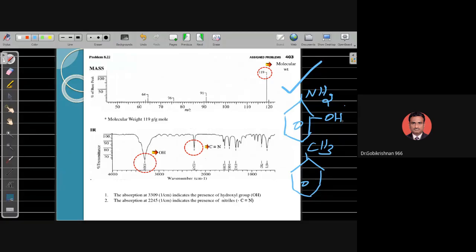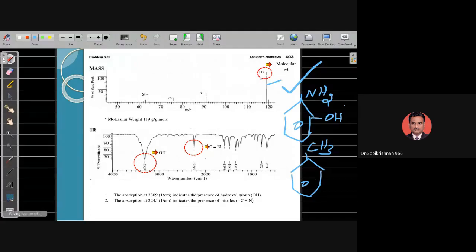The tallest peak in the mass spectrum: in the tallest peak, one number is given. See here, the tallest peak in this case is this peak, and there is a number given, 119. Most probably, this number will indicate the molecular weight of a compound.